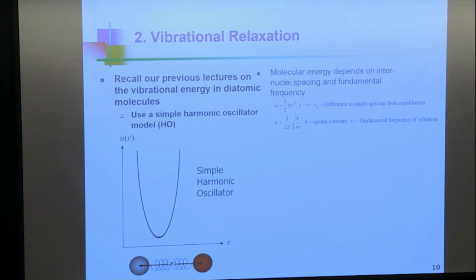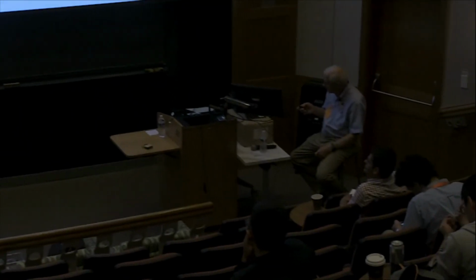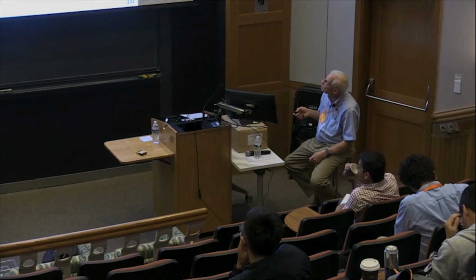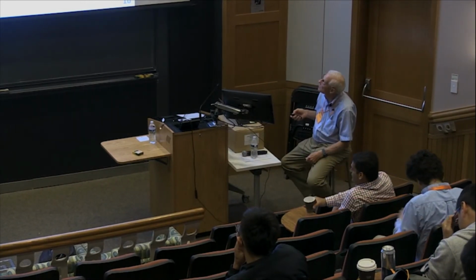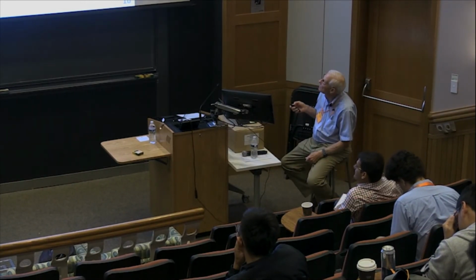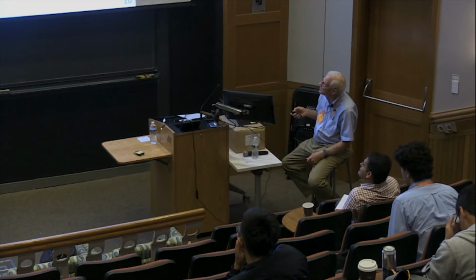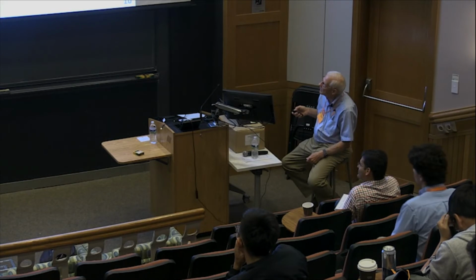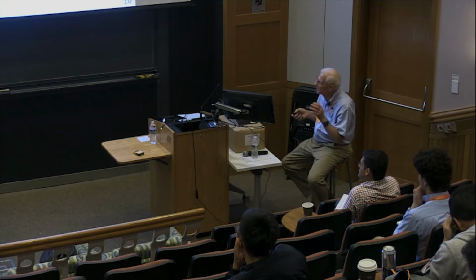We're back to my harmonic oscillator. So I want to introduce vibrational relaxation. We talked about vibrational energy and spectra. The way we think about vibrational relaxation is that vibrational energy is given by 1/2 kx squared. So it's basically the energy in this potential well. Harmonic oscillator gives you a parabola. In reality, it's not a parabola, but it's close.